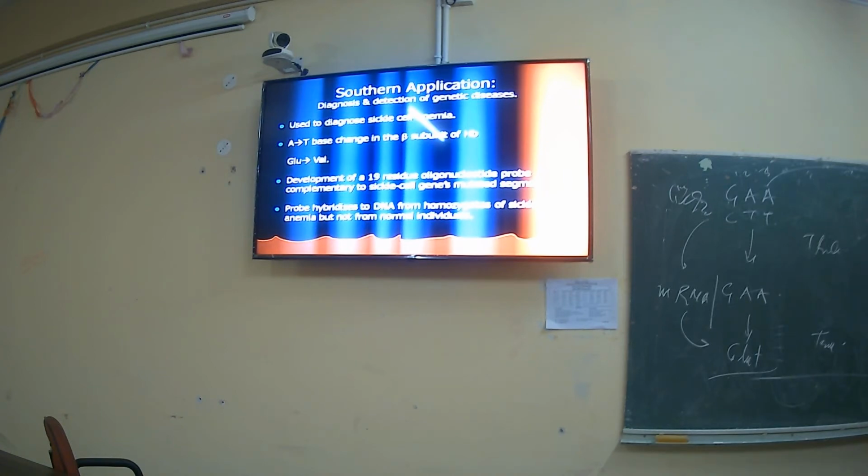The other is the silent mutation. Point mutation has two parts: one is a silent mutation, the other is a missense mutation. In a silent mutation, the mutation occurs, but the amino acid remains the same. Again glutamine will form. The mutation occurs but does not appear as a change, due to the degeneracy of the codon. The same amino acid will form. That is the silent mutation.